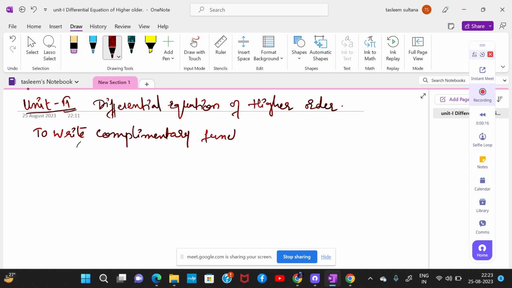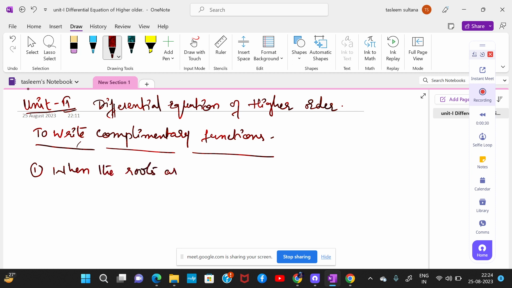Complementary function. You have to remember all these things. Yes, ma'am, they should be on your fingertips. The first one, when the roots are real and distinct. Real and distinct means what? The roots are going to be different.